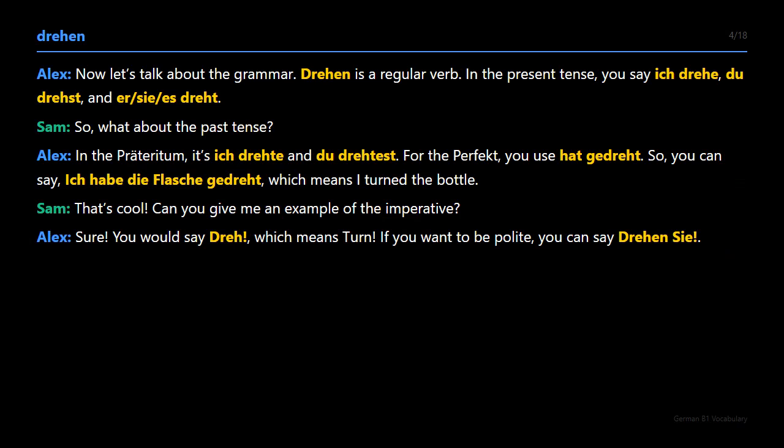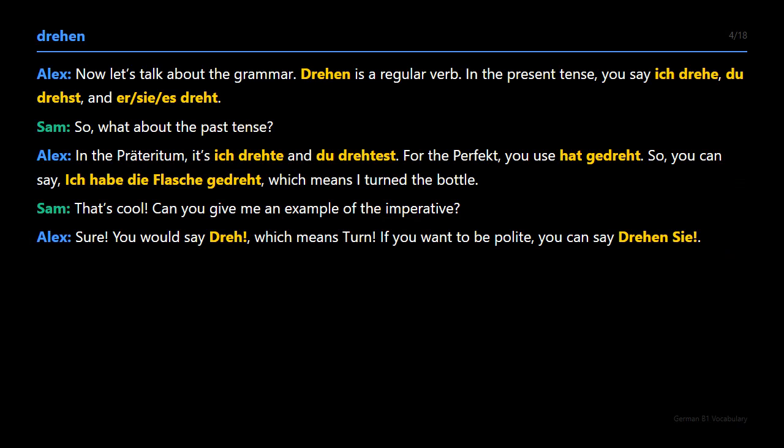That's cool. Can you give me an example of the imperative? Sure. You would say, dreh, which means turn. If you want to be polite, you can say, drehen Sie.